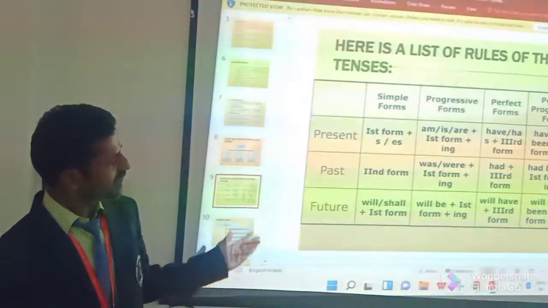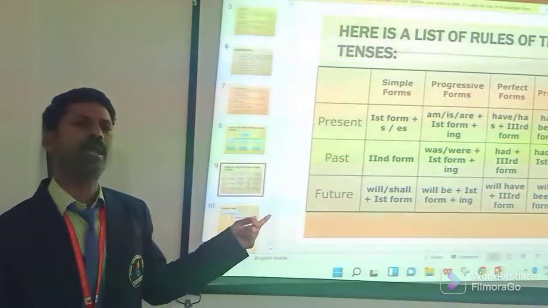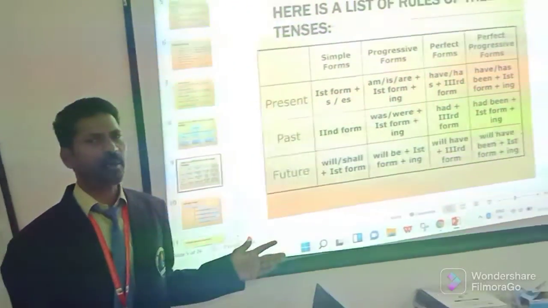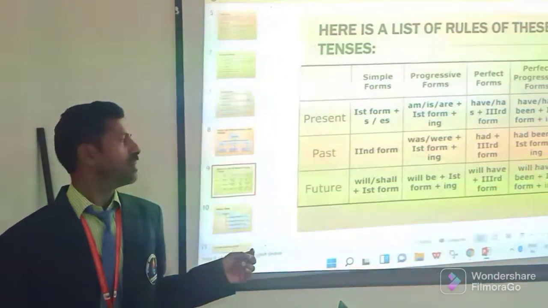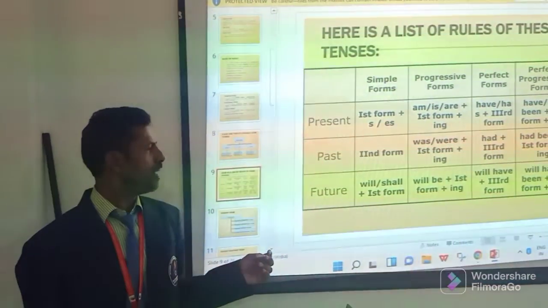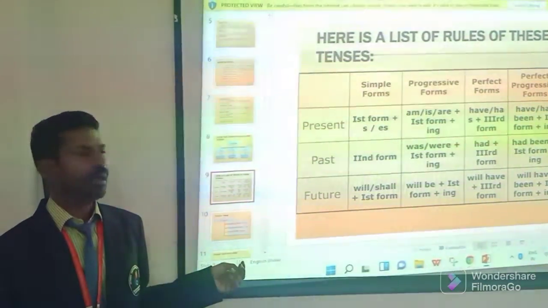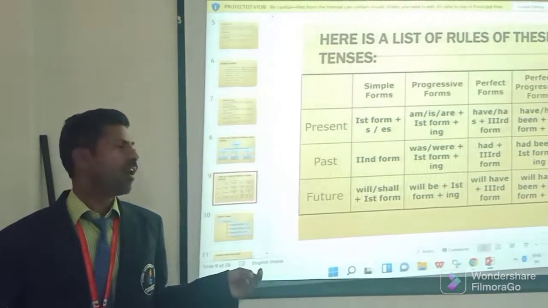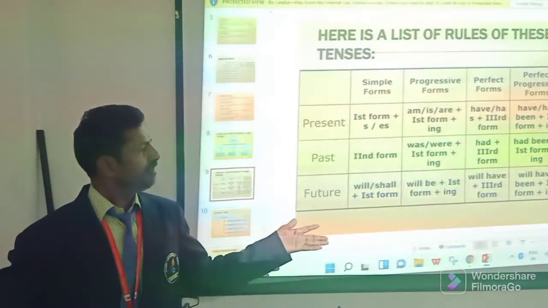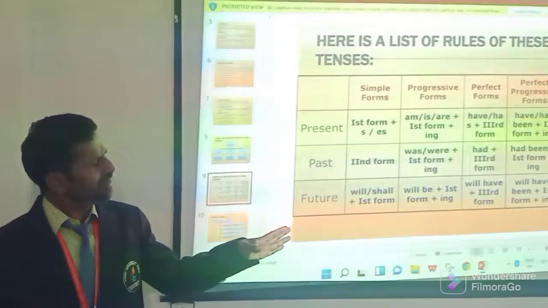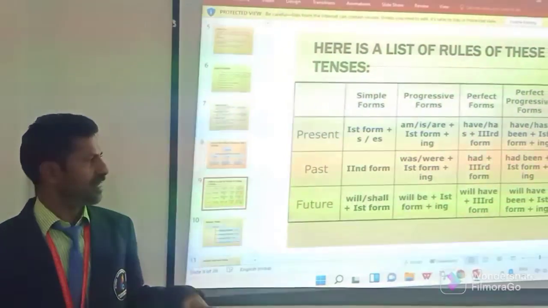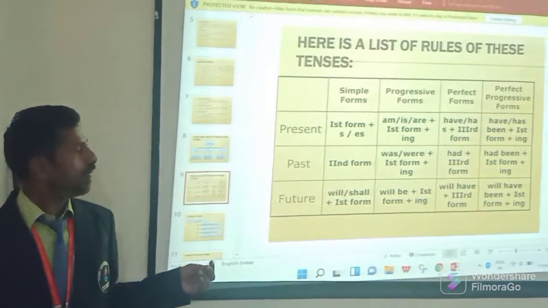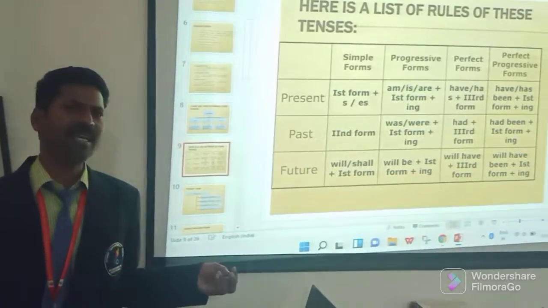And coming to the future tense, will or shall, that means the subject plus will or shall plus V1. And the progressive forms, that is nothing but the continuous form: subject plus will be or shall be plus V4. And next, the future perfect tense: subject plus will have plus V3. Next, will have been, which one? Future perfect continuous tense: subject plus will have been plus V4 plus object.